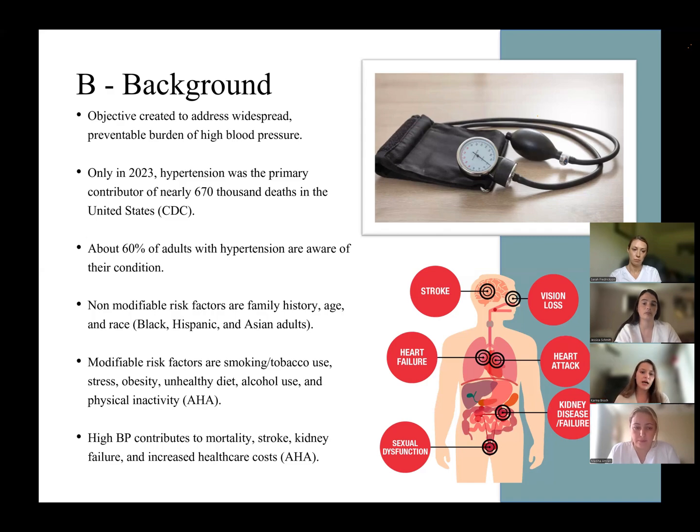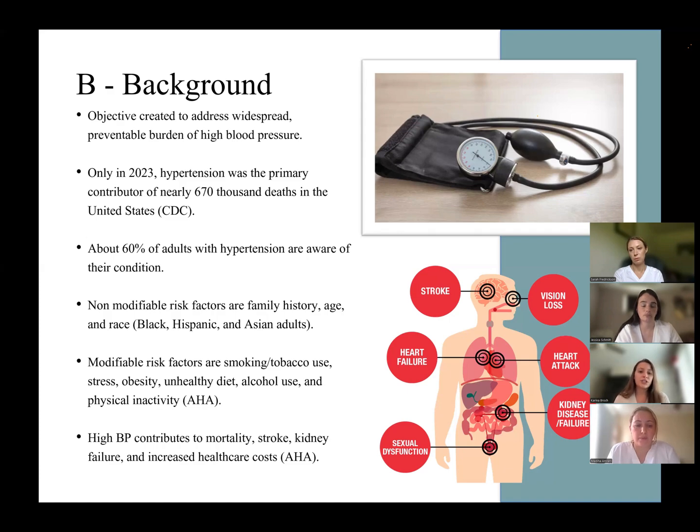And of course, race, since Black Americans, Hispanic, and Asian Americans have a higher risk of developing hypertension. And modifiable risk factors are those that they can change. For example, there's smoking, tobacco, stress, obesity, unhealthy diet, alcohol use, and physical inactivity, which we as nurses can educate those patients to change, to change their diet, to be more active, and of course, to reduce the risk of getting hypertension.